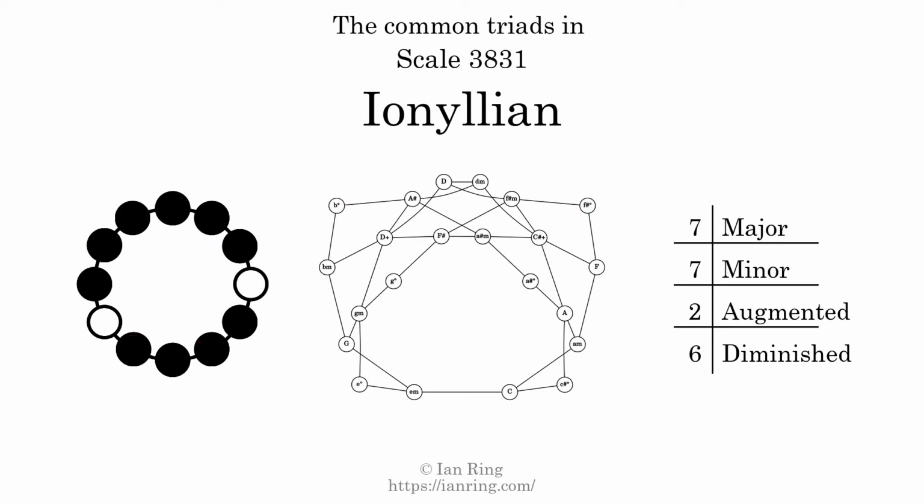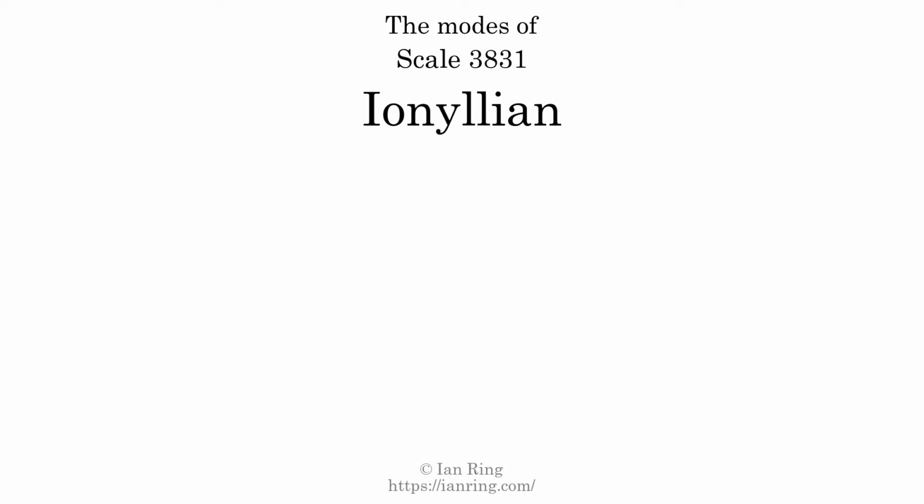Here is a Hamiltonian path of parsimonious voice leading that uses all the triads. This scale has 10 modes. The first mode is itself.